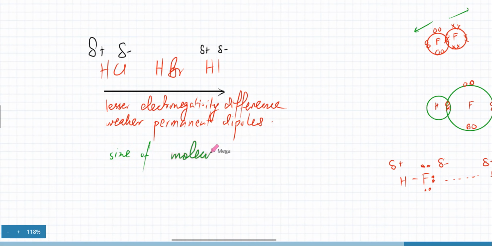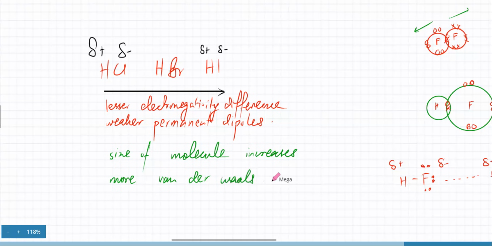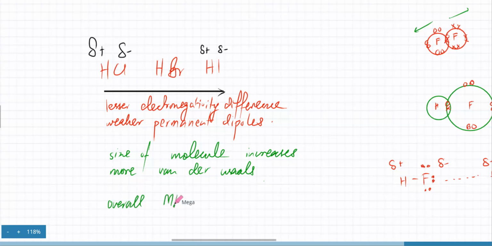And remember, every molecule has van der Waals forces. So the size of the molecule increases, and you have more van der Waals forces. So you get more and more van der Waals forces, and because of greater van der Waals forces, overall the melting and boiling points increase down the group.